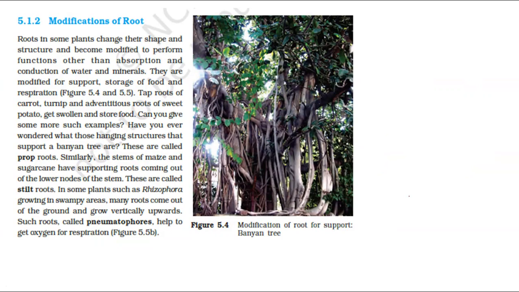Like I told you, some roots can help in support, some roots can help in storage of food. There are different kinds of functions. But now let's see what are the functions that are mentioned in your NCERT textbook. Roots in some plants change their shape and structure and become modified to perform a particular function. Other than absorption of water and minerals, which we know, they are modified for support, storage, and respiration. So they help in support, they help in storage, they also help in respiration.